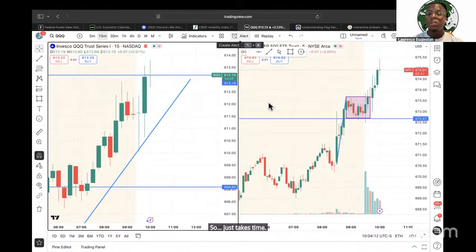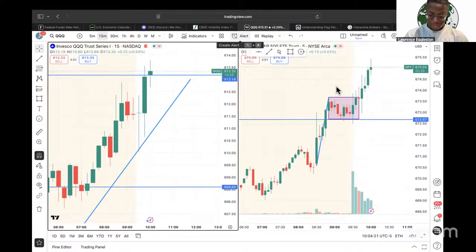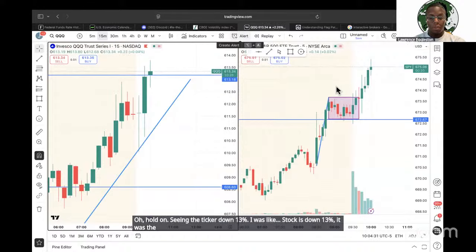Let's see, 613, SPY at 674. See, making up ground. Defended that. Oh, hold on. I was about to say, I saw the ticker down 13%. I was like, the stock is down 13%. It was the VIX at one point, it's down 17%.